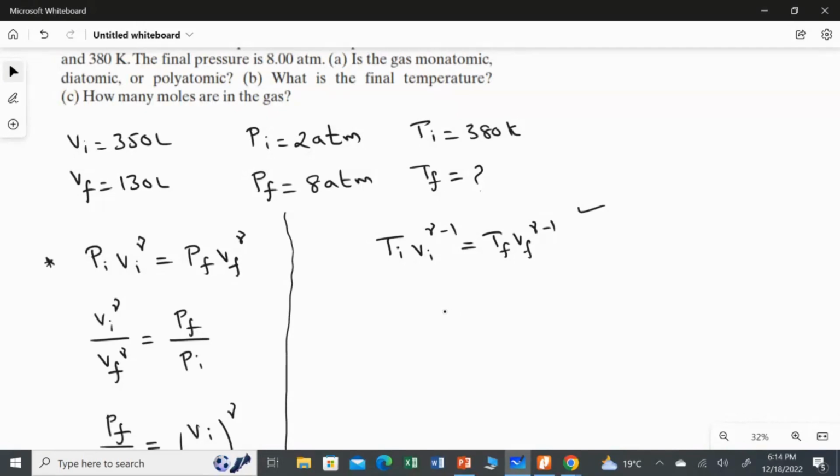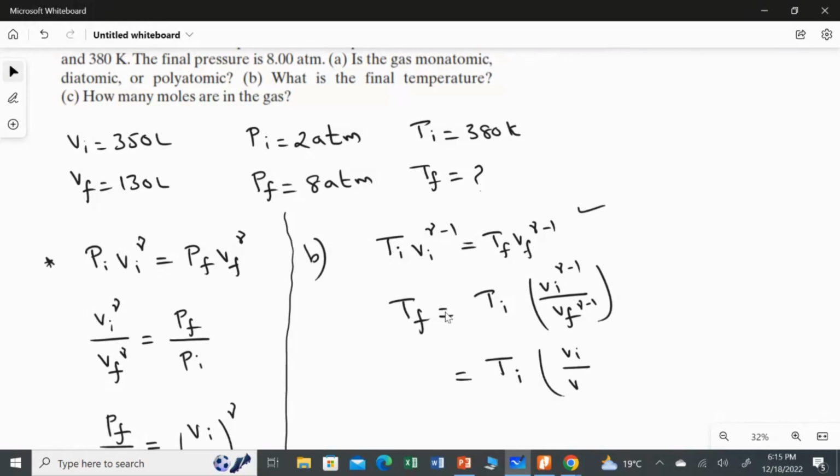So now I have to rearrange this equation in terms of T_F, so that means we come to part B. Therefore T_F is equal to T initial times V_I to the power gamma minus 1 over V final to the power gamma minus 1. Now we can rewrite this equation as T_I times (V_I over V_F) the whole power gamma minus 1, right?